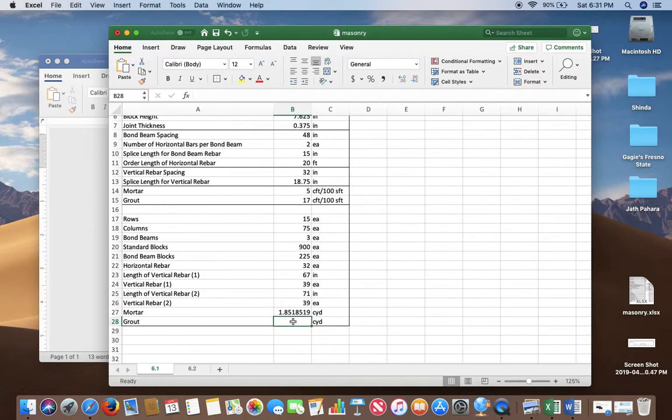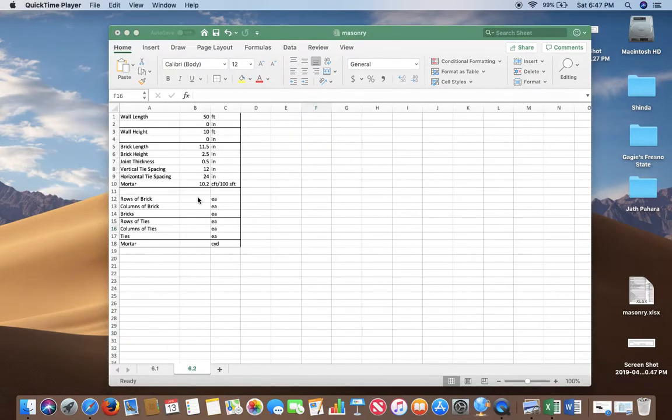And for the grout, it's the same thing. B15, your grout. Divide that by your 100 times 27. Close parentheses, enter. 6.2, which will round up to 6.3 cubic yards. The same thing.